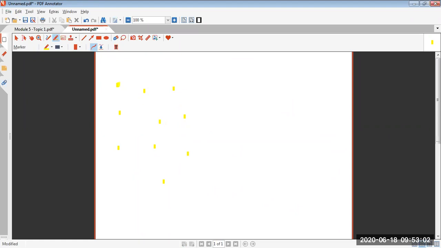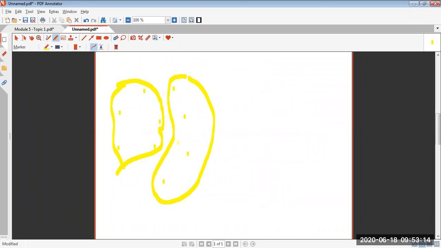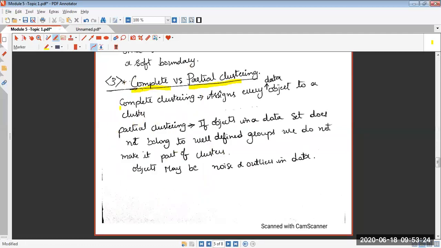Okay, my algorithm will create maybe two clusters. This is one cluster, this is the second cluster. Two clusters are created. Now what is your observation here? All the data points belong to one of the clusters, either A or B. This is complete clustering, where the available input data objects will belong to one of the clusters. If three clusters are there, it will be pushed to cluster A, B, or C.